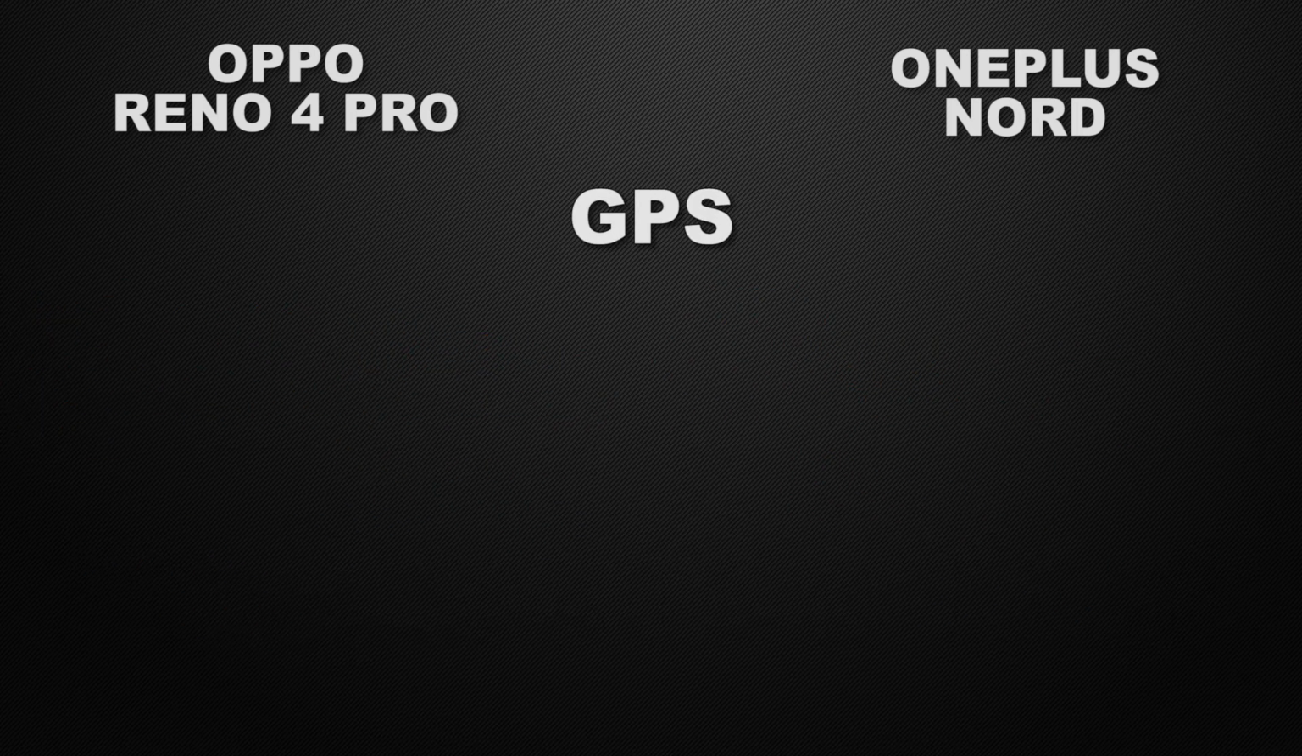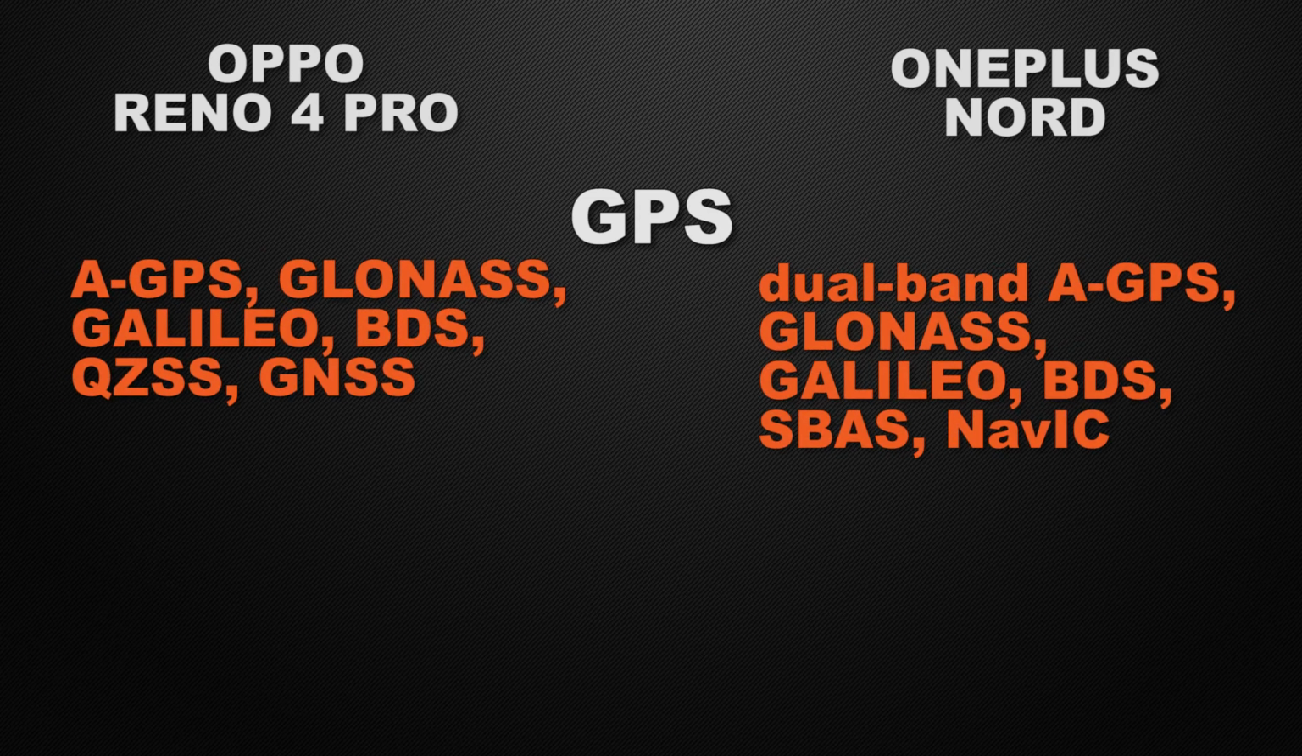Let's talk about the GPS of the devices. Both of the devices have AGPS, GLONASS, Galileo and BDS. But Reno 4 Pro also has QZSS and GNSS. And Nord has SBAS and NAVIC. So the winner here is Nord.